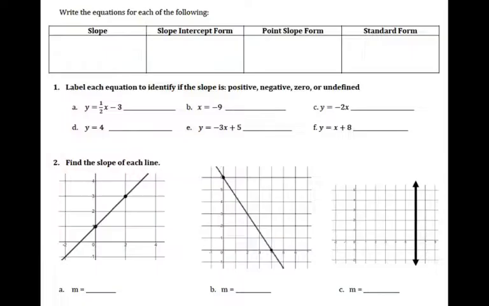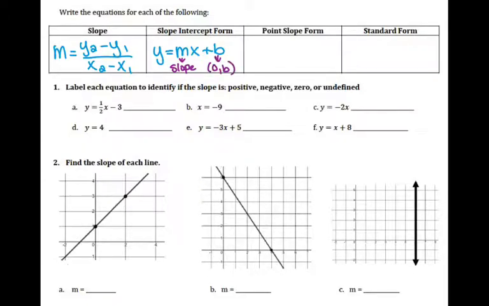So first and foremost, let's start by writing down what the equations are for all of the different forms of linear functions, as well as the formula for slope. The formula for slope is when you're trying to find the slope between 2 points. So I have m equals y2 minus y1 over x2 minus x1. Slope-intercept form is y equals mx plus b, where m is your slope and the point (0, b) is your y-intercept.